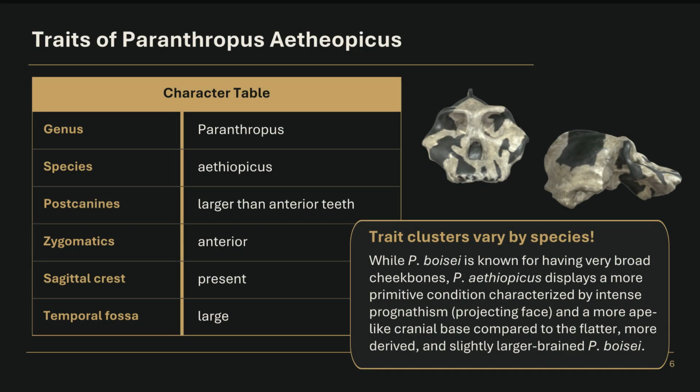Paranthropus aethiopicus. Paranthropus aethiopicus belongs to the robust Australopith lineage and is most clearly recognized through its masticatory anatomy. The post-canine teeth are enlarged relative to the anterior dentition. The zygomatics are positioned anteriorly, the sagittal crest is present, and the temporal fossae are large. These traits indicate a craniofacial system organized around powerful chewing musculature.